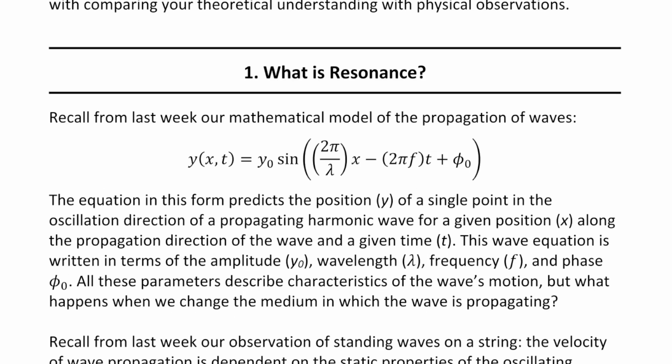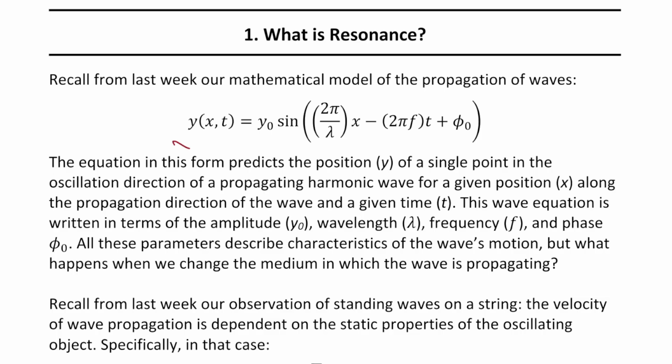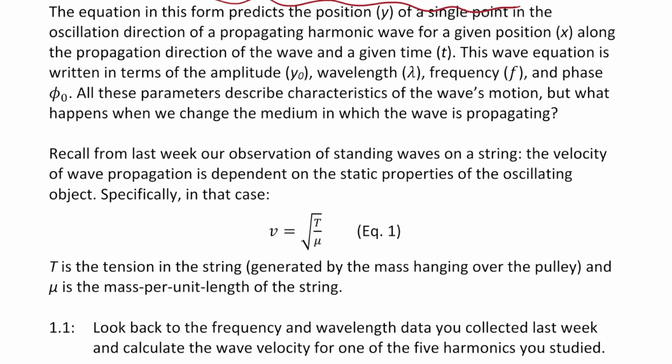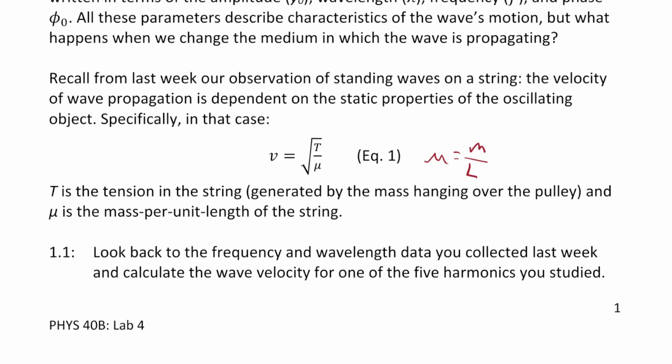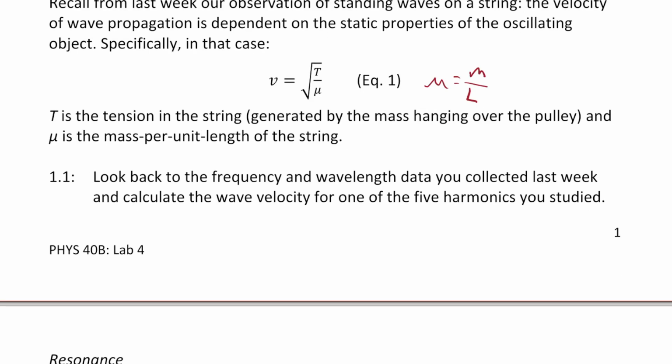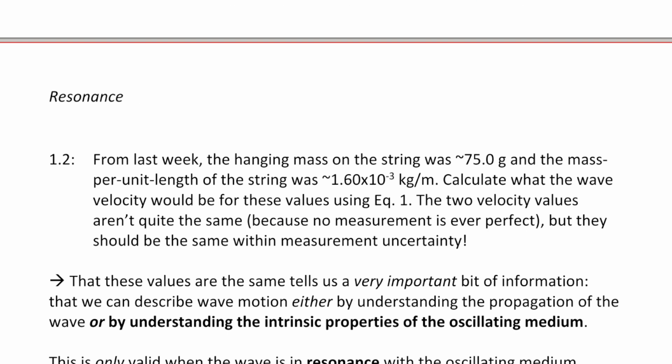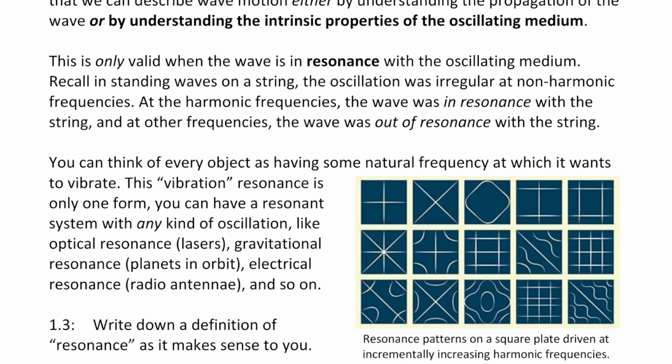The lab starts off with part one by just reintroducing the equation, or the mathematical model, for a wave. Then it reminds you that the velocity is equal to the square root of the tension on the string divided by mu, where mu is the mass divided by the length of the string, otherwise known as the linear mass density. All you're going to do in part one is look at the data that you collected last week and then calculate a velocity using this root T over mu, using the values that they give you here, and see if it agrees with the values that you found last week. All right.